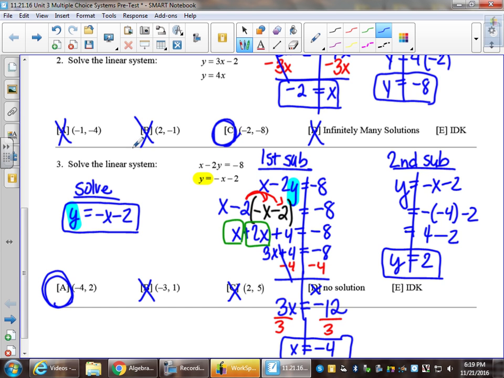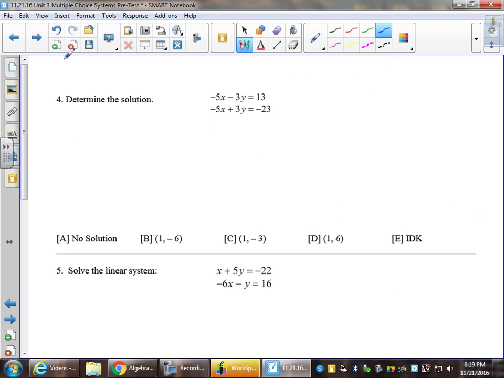Moving on to number 4, determine the solution. I notice that this is in standard form, so right away I know that I will use elimination. I check, and these are not inverses because they're both negative, but this is. So straight away, line down, line across, let's add. The 3 y's cancel. We get negative 10x equals 13 minus 23 is negative 10.